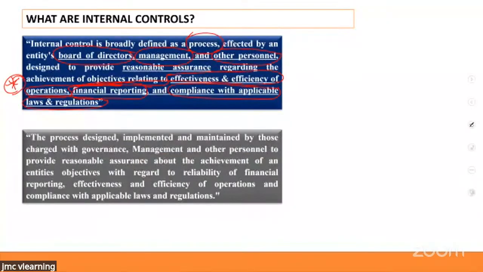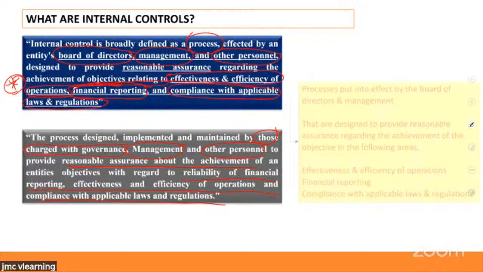Clear? A process designed, implemented and maintained by those charged with governance, management or other personnel to provide reasonable assurance about the achievement of the entity's objectives with regard to reliability of financial reporting, efficiency and effectiveness of operations, and compliance with applicable laws and regulations. So these two definitions you can take. If a question is asked with regard to the definition of internal controls, right?